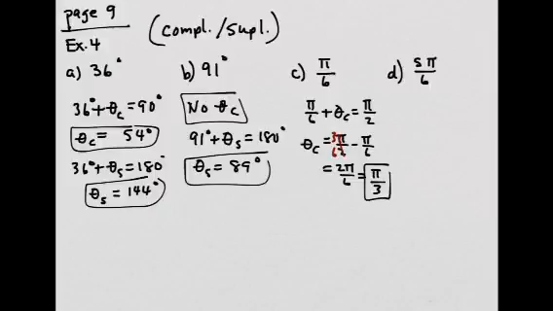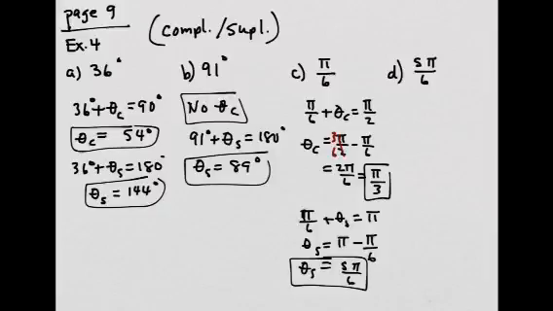For supplement, pi over 6 plus the supplement is pi, so we subtract pi over 6 from pi, and we get 5 pi over 6. Okay, and that's the supplement.